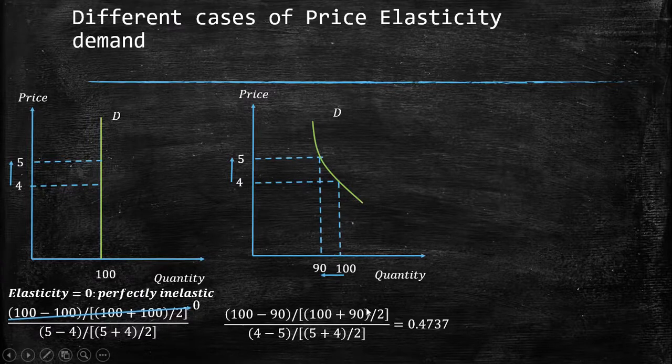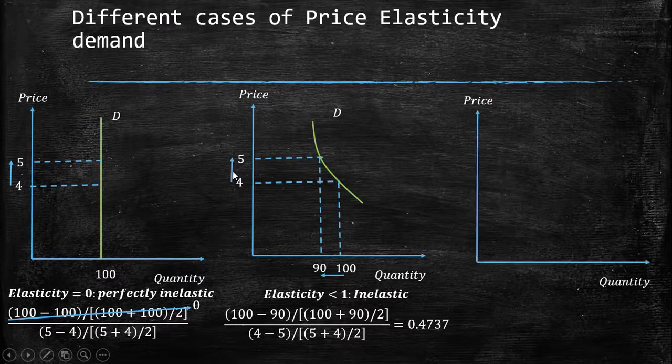So here we're using the midpoint. If you see here, the value is going to be less than 1. So this is inelastic. When it is less than 1, it's inelastic. Why? Because even if the quantity changes, it changes in less proportion than the change in the price. Okay, now we go to the third case.